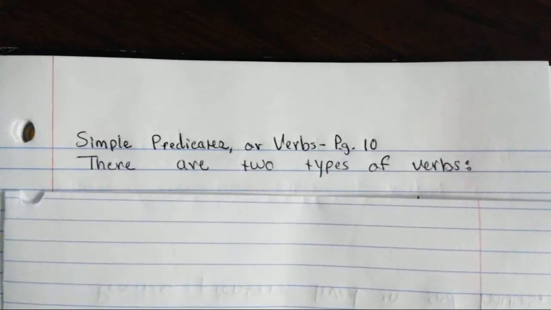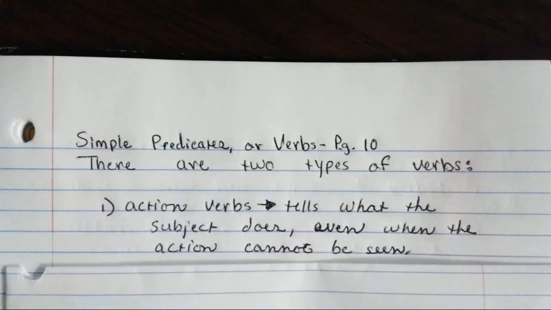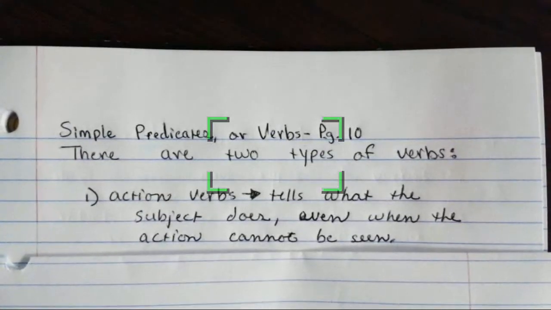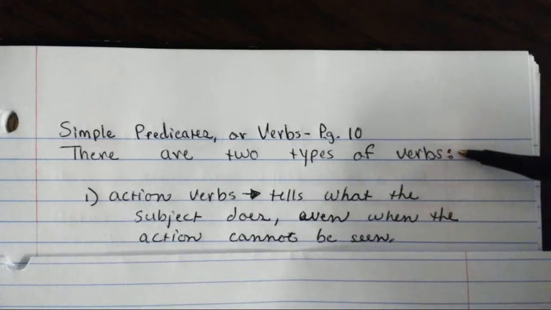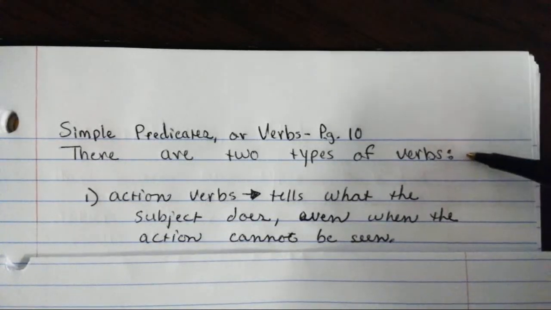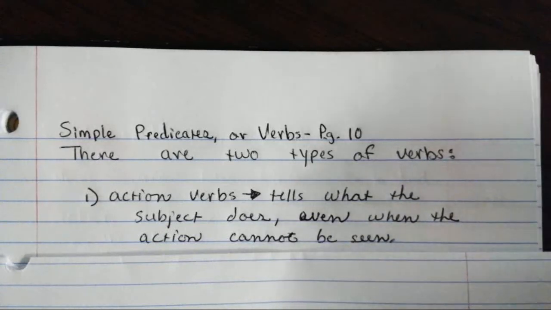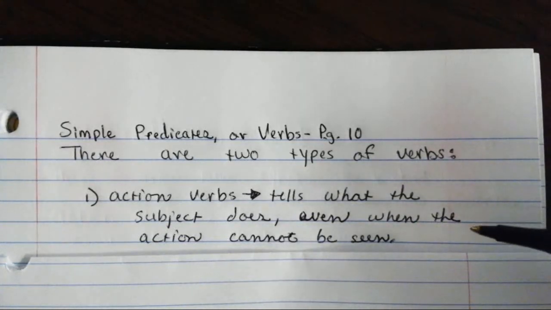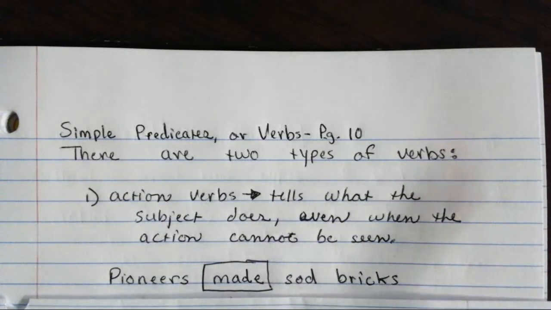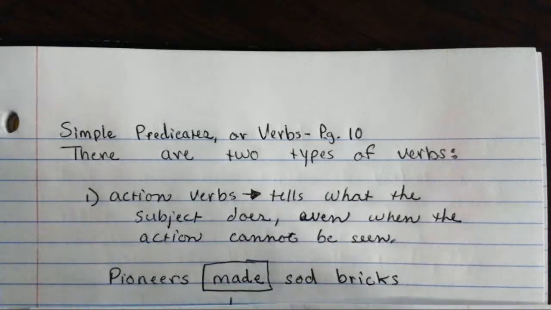So there are really two types of verbs, okay? The first type of verb is an action verb. An action verb tells what the subject does even when the action cannot be seen. As I'm going through this, you will need to take these notes, so if you need to pause at any time, feel free to pause. Let's continue. Action verbs tell what the subject does even when the action cannot be seen. So let's take a look at this sentence right here.